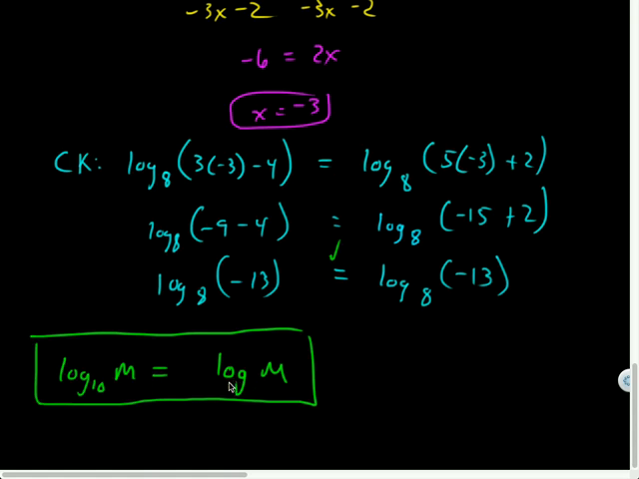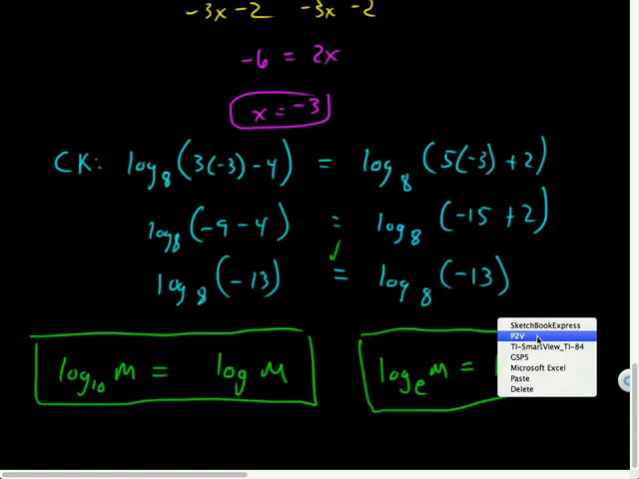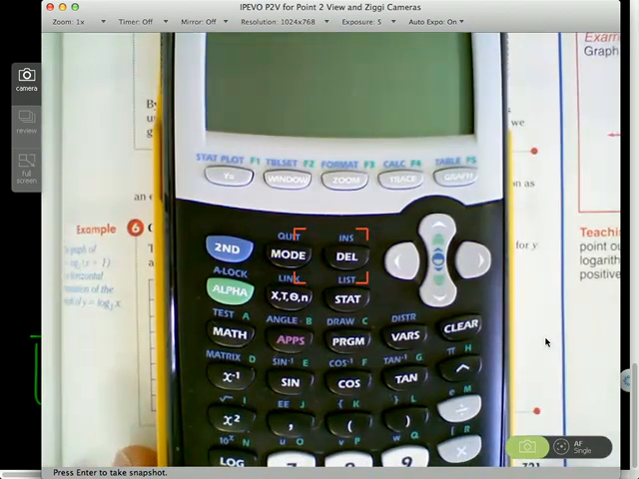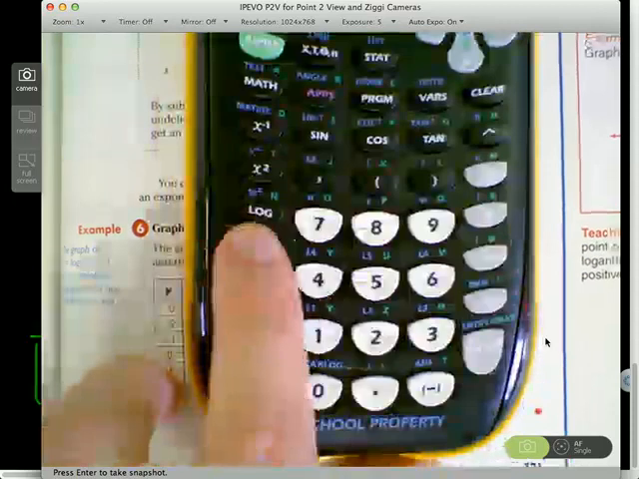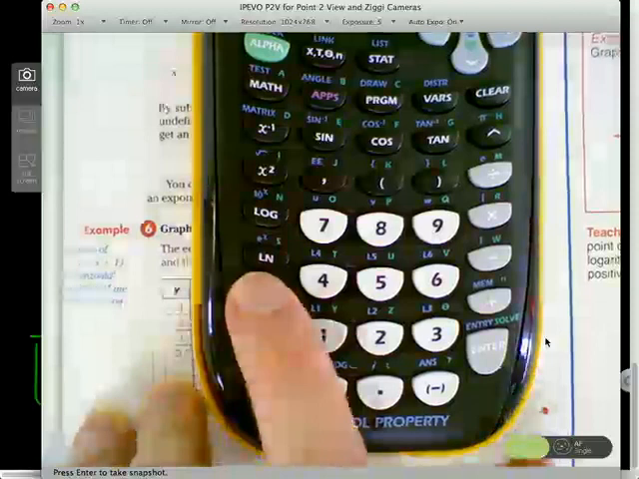And so your calculator works in only 2 formats. I guess I'll throw this other one up here. Log base E of M is the same as ln of M. That's the ugliest ln that I've ever written. But ln on your actual calculator, there's actually an ln button, which we'll be using eventually later on in this chapter. So here's my log button, right? When I do that, that's in base 10. Here's ln. So that is the same as log base E.